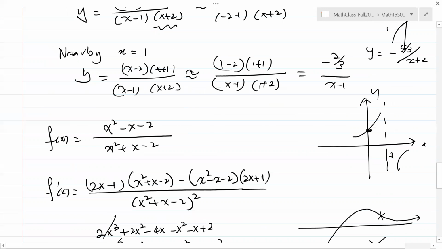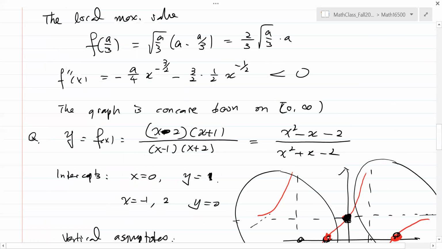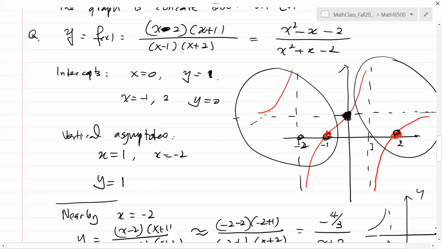We just want to sketch this graph. The main purpose is to sketch the graph. Get as much information as possible.